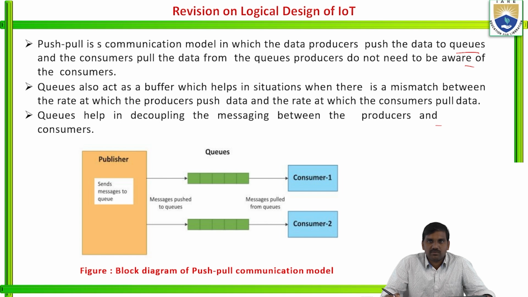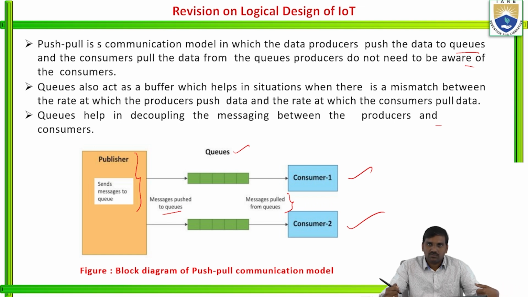So this is the block diagram of the push-pull communication model. The publisher sends the message to the queues. These messages are pushed to the queues and pulled from the queues by consumer 1 and consumer 2. So in place of the broker, as we discussed in the publish-subscribe communication model, we have the queues here, with messages pushed to the queues and messages pulled from the queues. This is how the situations are handled in the push-pull communication model.